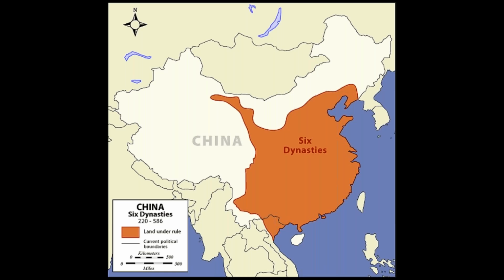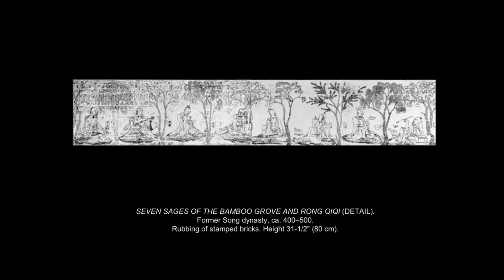So let's just show you the map of 6 dynasties. You can, of course, see the Silk Road is still prominent and important, as there's that little arm of the orange that goes off to the left, headed towards the Mediterranean. Now, this is another one of those rubbings of stamped bricks. This depicts 7 sages of the bamboo grove and Rong Chi Chi. I want you guys to look at it and just take a guess before I give you the answer, of course. Do you think that this is Confucian or Taoist?